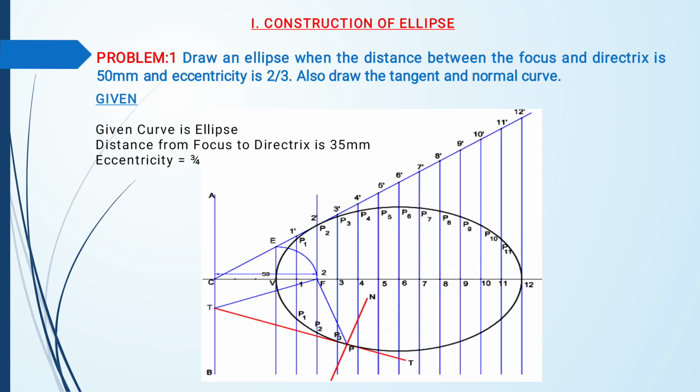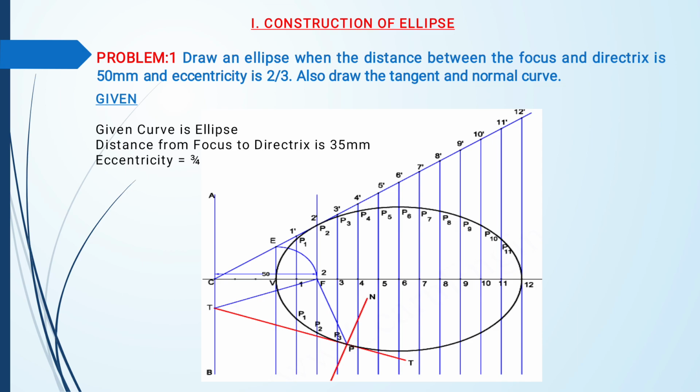From that vertex point I draw one vertical line. After that I fix the next points: P, P1, P2, P2 dash, P3, P3 dash. How do I construct them? I measure the line from 1 to 1 dash through my compass.